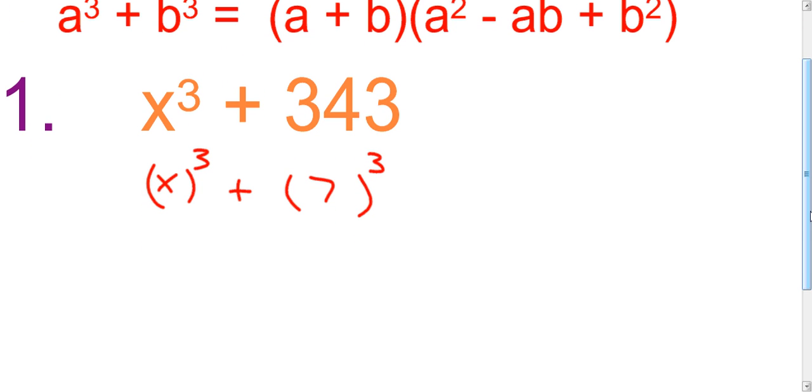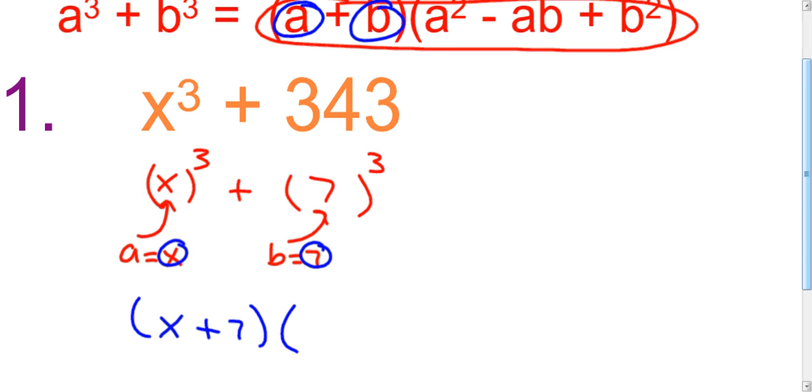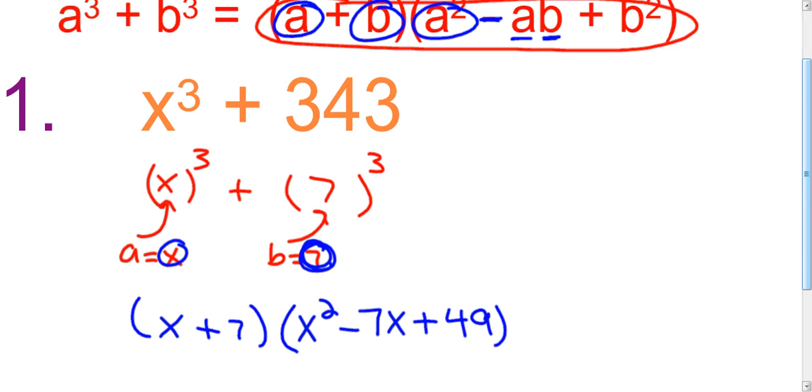So now, this is what I know. When I write this like this, my A is x and my B is 7. Now I'm going to follow the formula on the right to factor this. I'm going to just plug everything in. So here we go. A is x, B is 7, times a squared, so that's x squared, minus a times b, so x times 7, which would be 7x, and then b squared, b is 7, so 7 squared would be 49, and that's this problem factored.